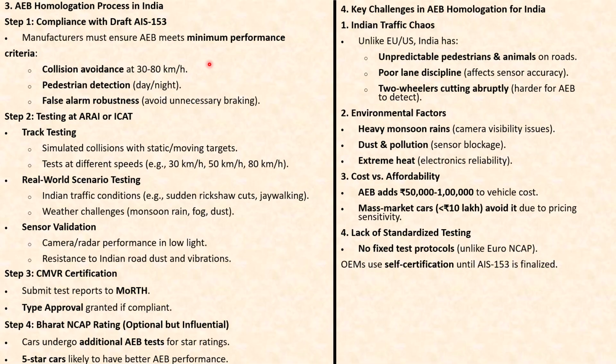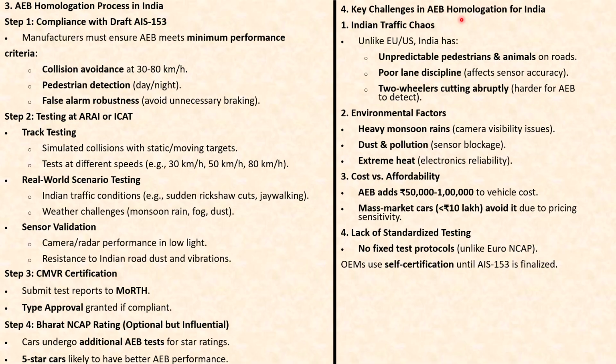So this is step number 1 and step number 2 as far as the AEB homologation process is concerned. And when it comes to step number 3, the CMVR certification, it must submit test reports to MORTH, and type approval is granted if compliant. It is only when MORTH finds that the test results are up to the mark that it grants the type approval. Now coming to Bharat NCAP rating, cars undergo additional AEB tests for star ratings, and 5-star rated cars are likely to have better AEB performance. So if a vehicle has a 5-star rating, it naturally has higher or better AEB performance.